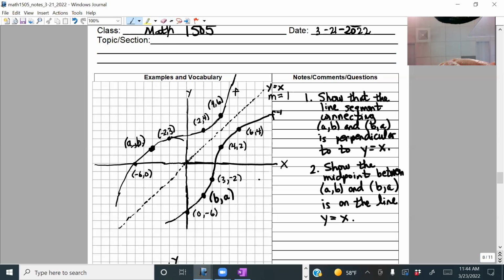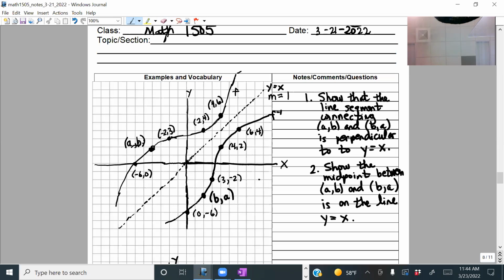What I'm claiming is that if you take any point (a, b) and you flip its coordinates to get (b, a), you're in fact rotating that point around this 45-degree line. So (b, a) is just a mirror image of (a, b) around this 45-degree line. Now how can we convince ourselves that this point is just a mirror image of this point around this 45-degree line?